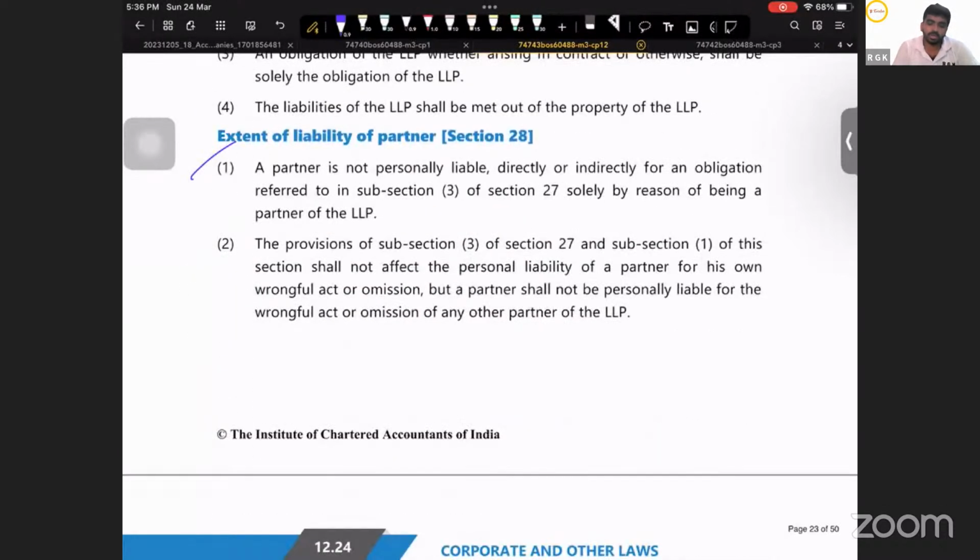Next, extent of liability of partner. A partner is not personally liable for any obligation solely by reason of being a partner. Partner ಆದದ್ದಕ್ಕೆ partner ಯಾವುದೇ obligation ಗೆ liable ಅಲ್ಲ, solely by the reason of becoming a partner. It shall not affect the personal liability of the partner for his own wrongful act or omission, but a partner shall not be personally liable for the wrongful act or omission of any other partner.